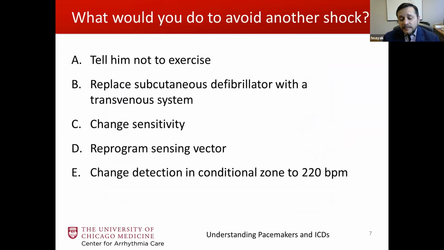But here's the bigger question. What would you do to avoid another shock? All right, A, do you tell him not to exercise? B, do you replace the subcutaneous defibrillator with a transvenous system because he wants to exercise? C, do you change the sensitivity? D, do you reprogram the sensing vector? Or E, do you change the detection in the conditional zone to 220 beats per minute?